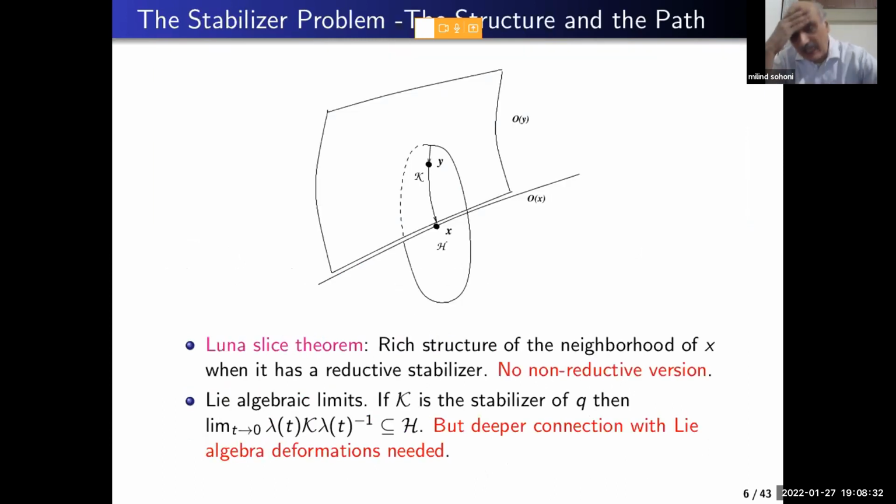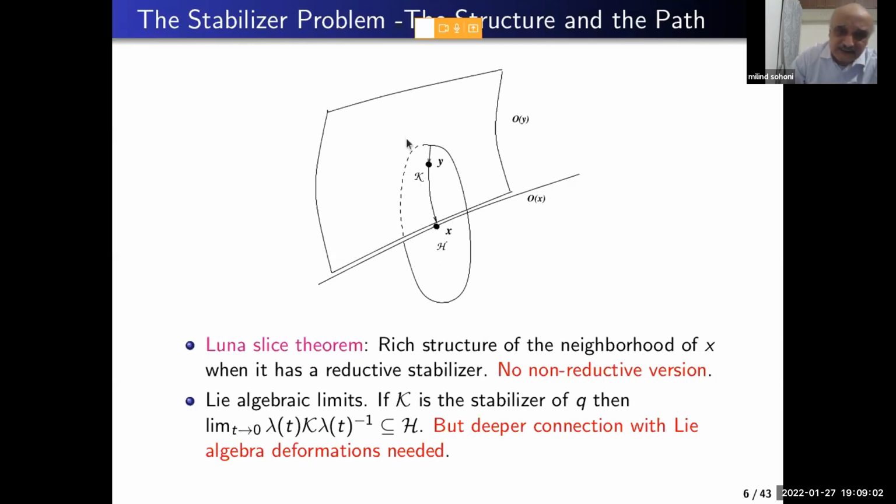So from our viewpoint, the stabilizer problem is really that you have a point x and the orbit O_x, and you have the point y, which is in the larger orbit, and there is a closure. Basically, taking the leading term is essentially having a projective closure, a path from y to x, where the stabilizer of y is K and the stabilizer of x is H.